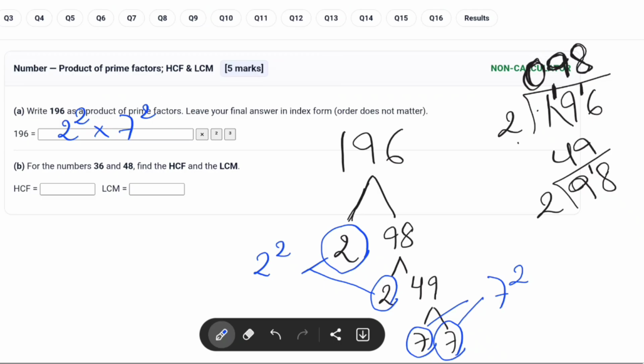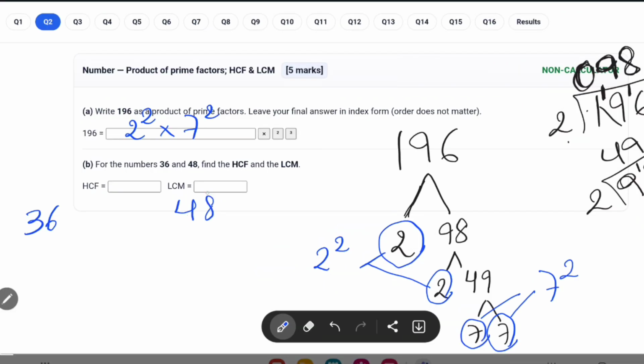For question 2 part B, we need to find the highest common factor and the lowest common multiple. So the first thing is to write down the numbers and try to do the factor tree again. Remember, if you cannot see clearly what a number goes into, you can always divide by 2 or by 3, most likely on your exam, until you find all the prime numbers.